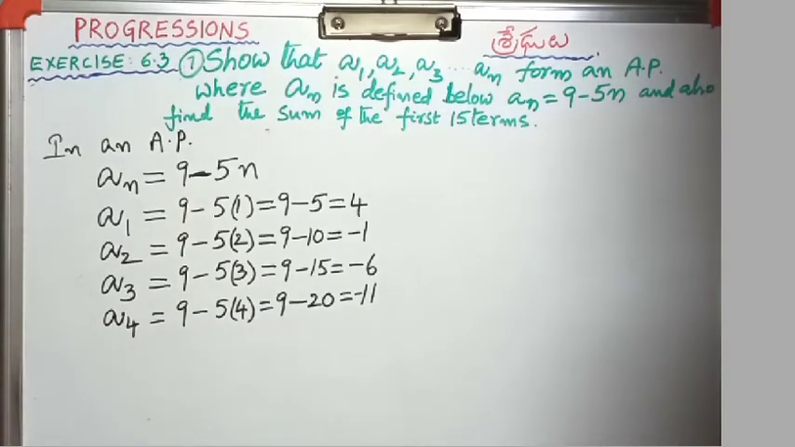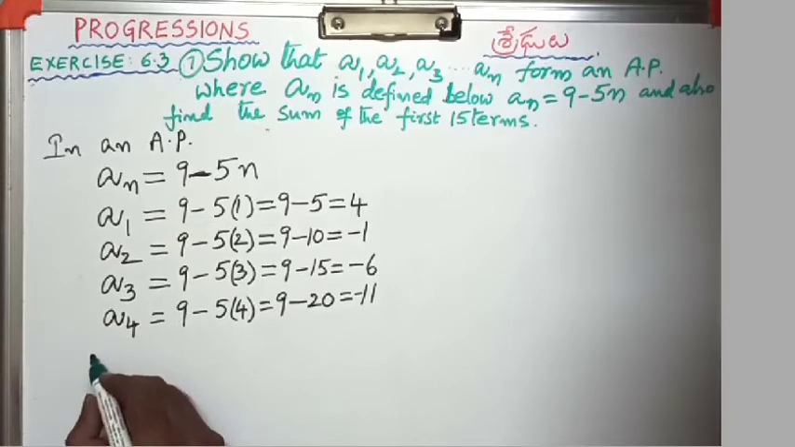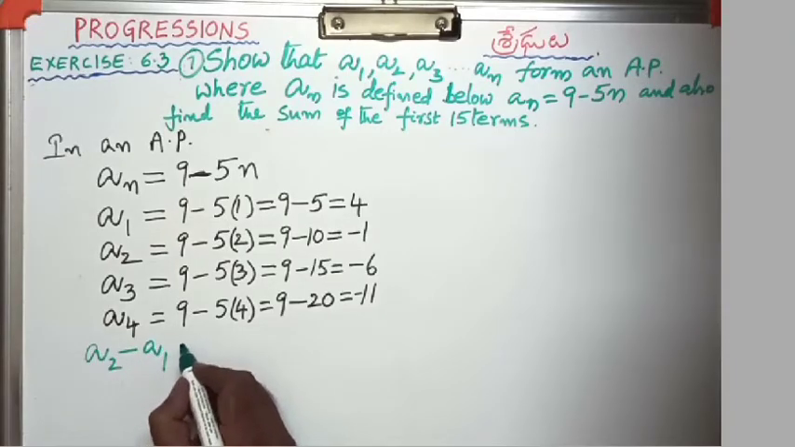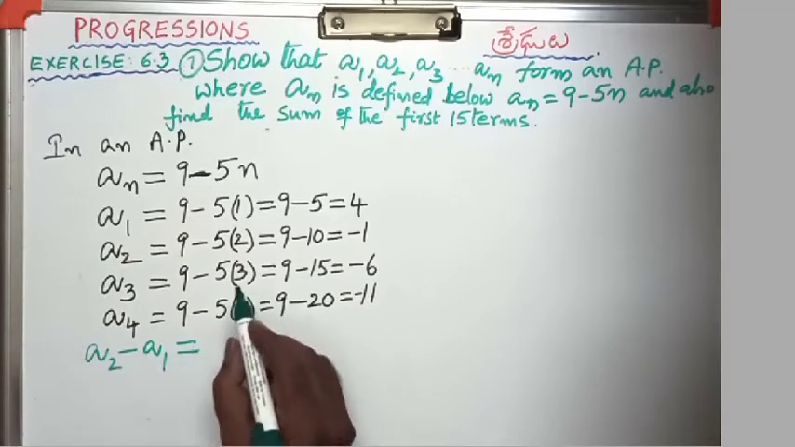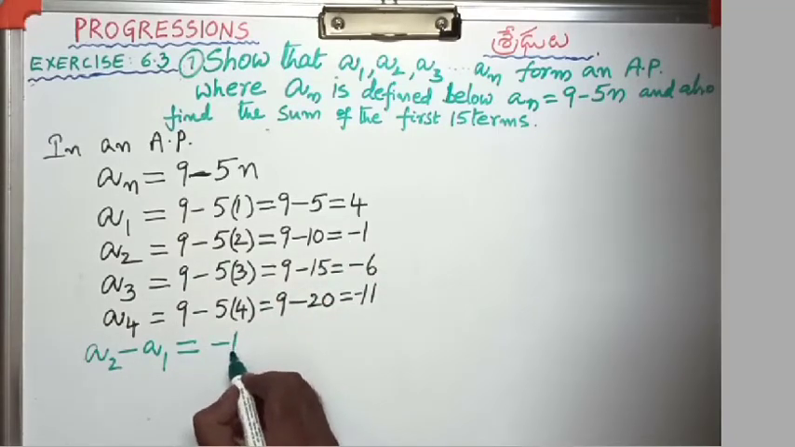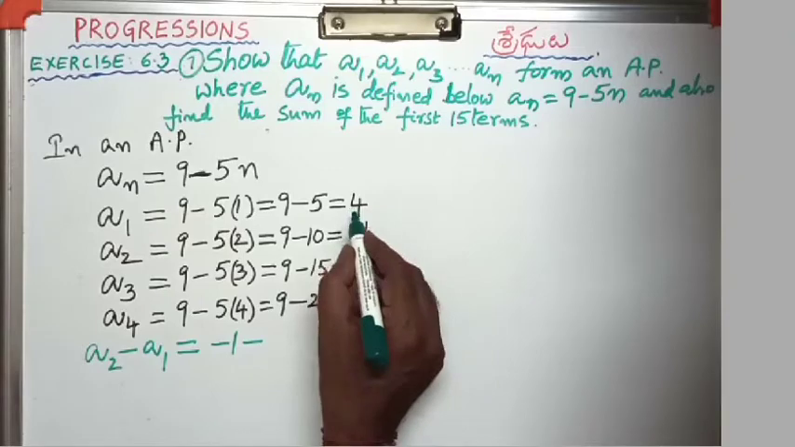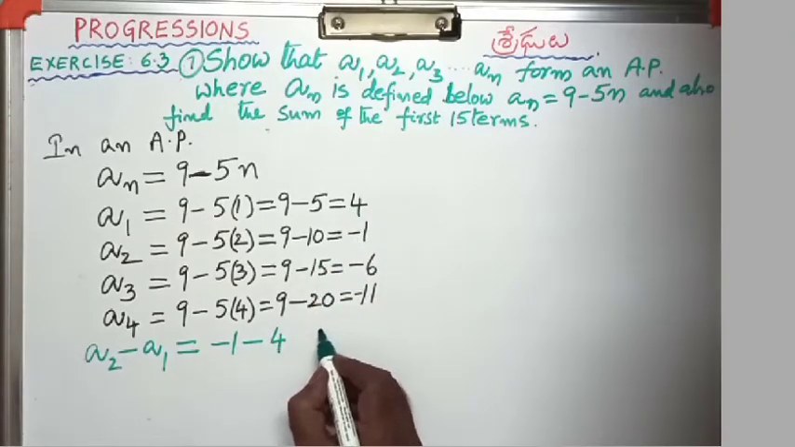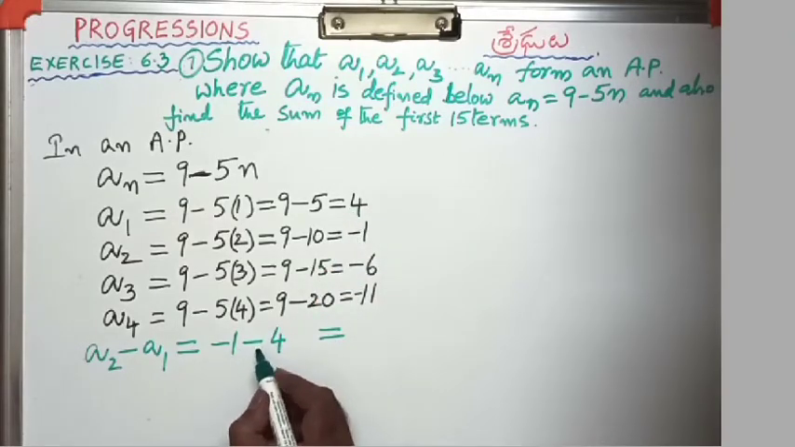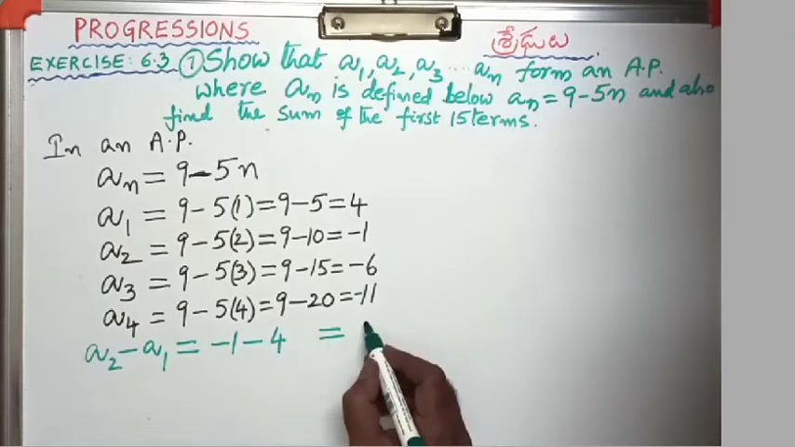Now you have to find A2 minus A1 value. A2 minus A1. That equal to, A2 value is minus 1 minus A1 value is 4. So that equal to minus 1 minus 4, 5 అవుతుంది.